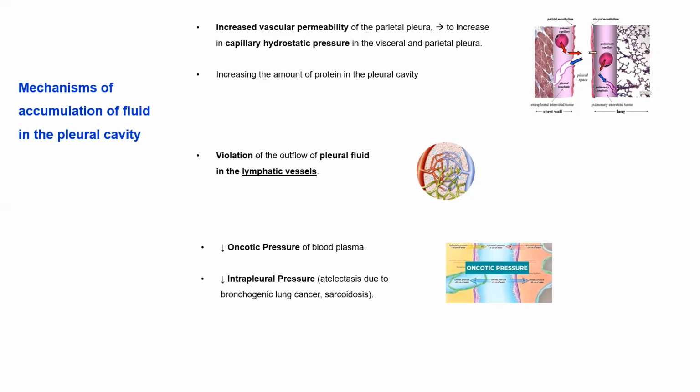These are the vast majority of patients with nephrotic syndrome, for instance. Next mechanism, decreased intrapleural pressure. Patients with atelectasis due to bronchogenic lung cancer or sarcoidosis. And also we notice that in carcinomatous pleuritis there can be a combination of several mechanisms.